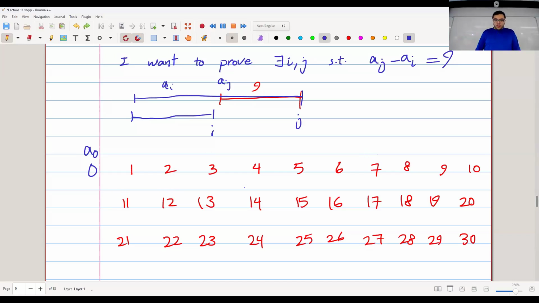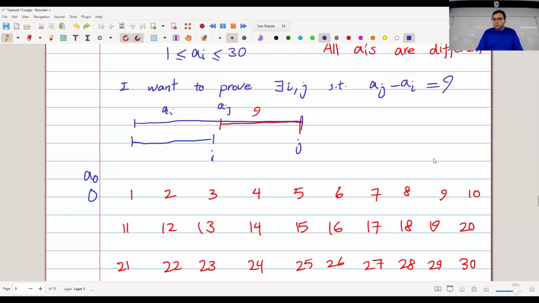Now, what the problem says is that no matter how you do this, you will have to choose two numbers, Ai and Aj, whose difference is exactly 9. So let's try to avoid this. Let's try to choose the numbers in a way that the difference of any two numbers is not 9.